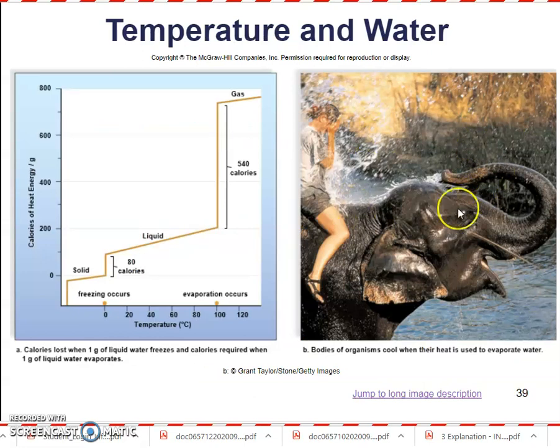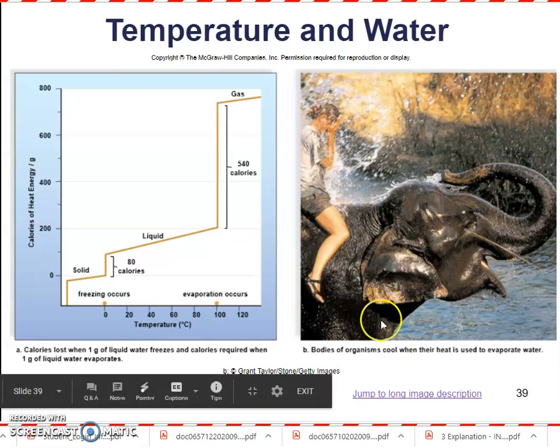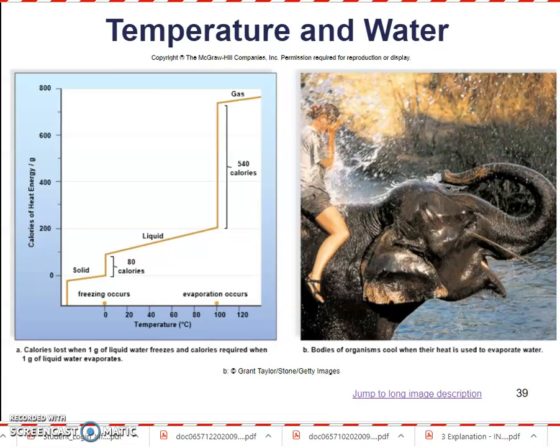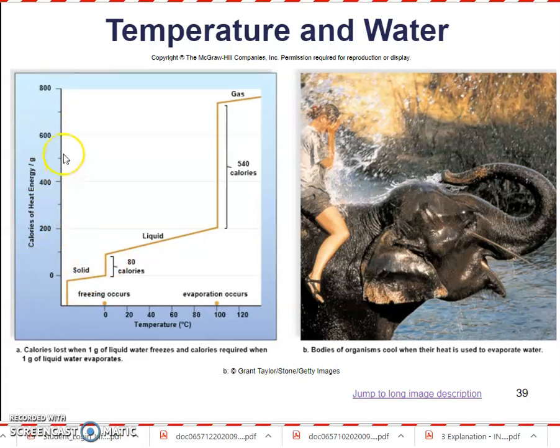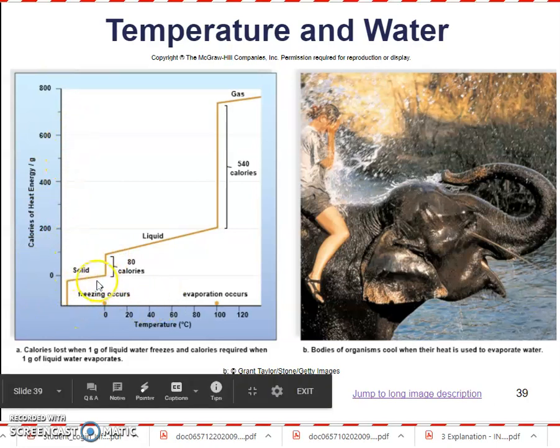Okay, here we have an elephant with a woman sitting on his back playing in water. Okay, bodies of organisms cool when their heat is used to evaporate water. So whenever that water gains energy, it takes that energy from your body and evaporates, and it takes that energy with it, which is how you cool down. Here to the left, we have a graph showing temperature and heat absorbed. Okay, you'll notice that it takes a lot of energy to increase the temperature of water.